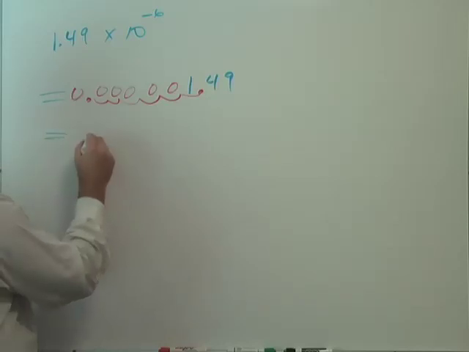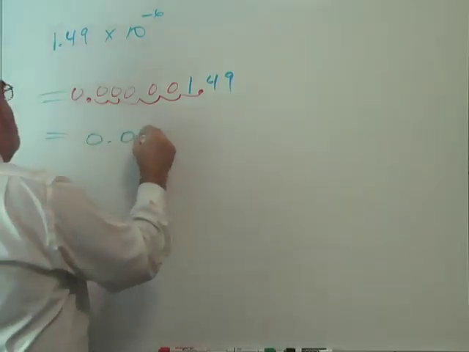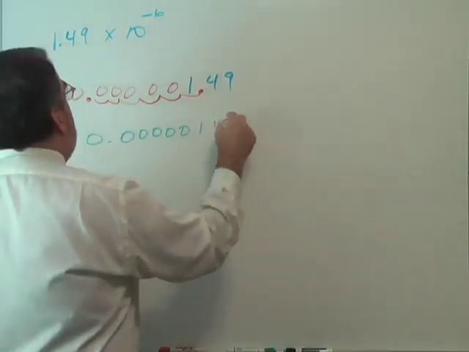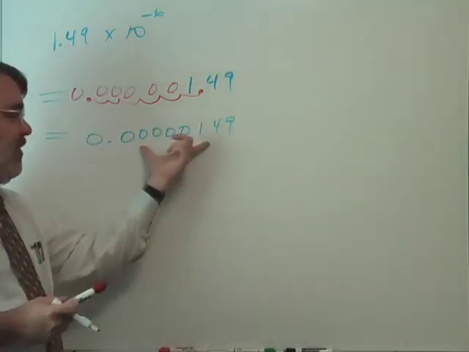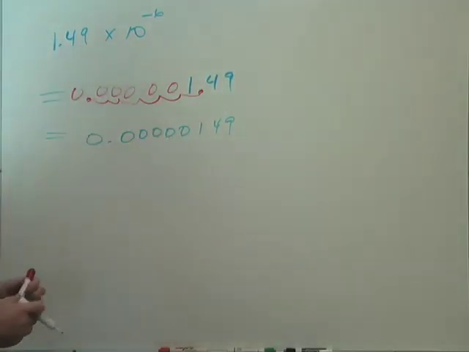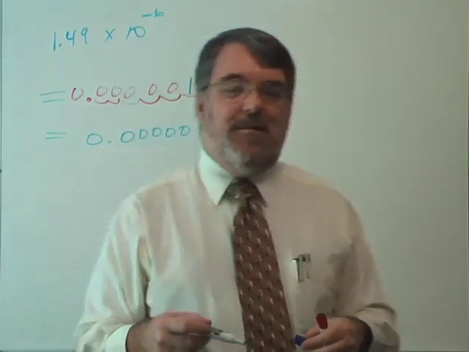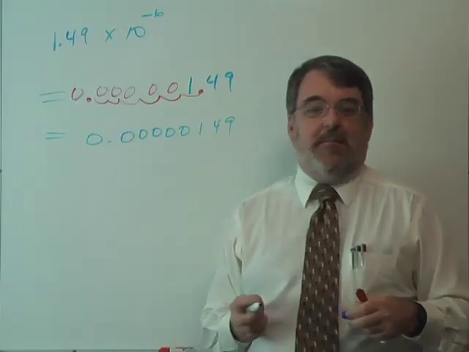And let me write this out. 0.000001 49. So actually I have 5 zeros and then the 1. That's your 6 places. And there it is in the more ordinary numerical form like that.